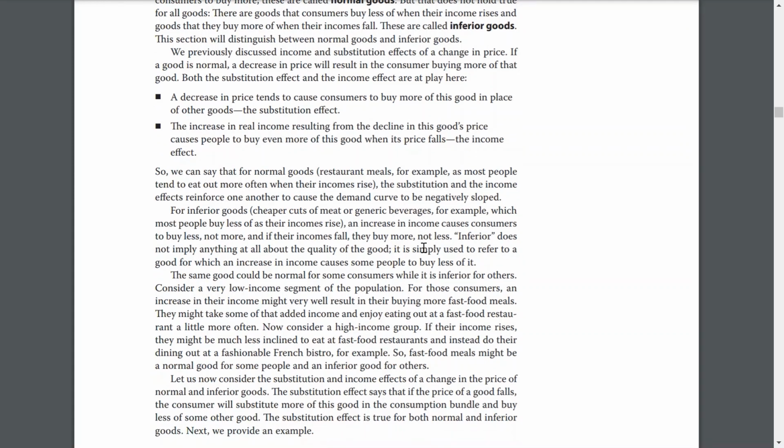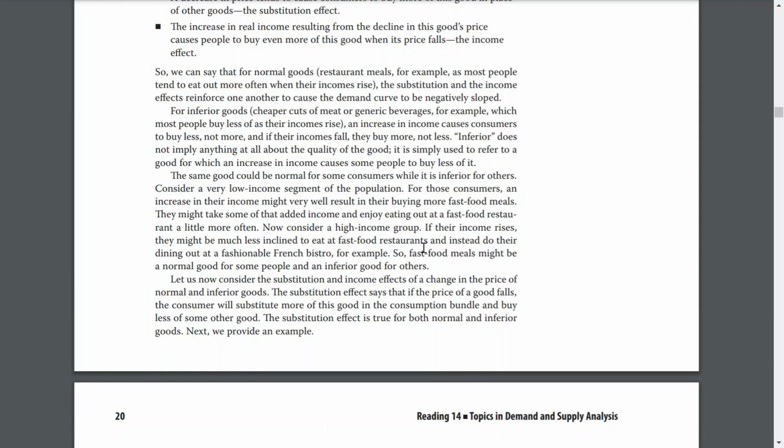For inferior goods, cheaper cuts of meat or generic beverages for example, which people buy less of as their income rises, an increase in income causes consumers to buy less, not more. And if their income falls, they buy more, not less. Inferior does not imply anything about the quality of the good. It is simply used to refer to a good for which an increase in income causes some people to buy less of it. The same good could be normal for some consumers, while it is inferior for others, considering a very low income segment of the population.